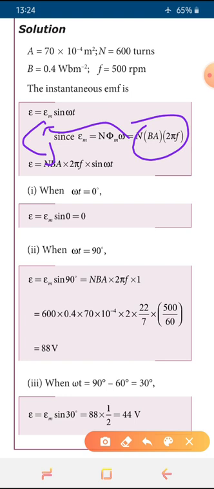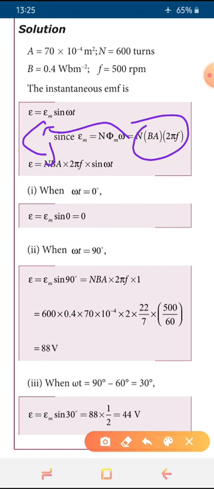And in the first case, what is the first case here? It is perpendicular to the field. Then omega t will be taken as what? 0 degree. So in that first condition we can write epsilon is equal to epsilon m sin 0, which is equal to 0, because sin 0 is equal to 0.